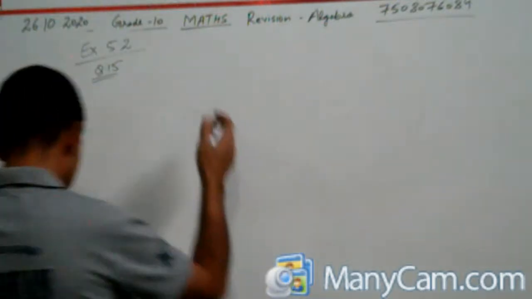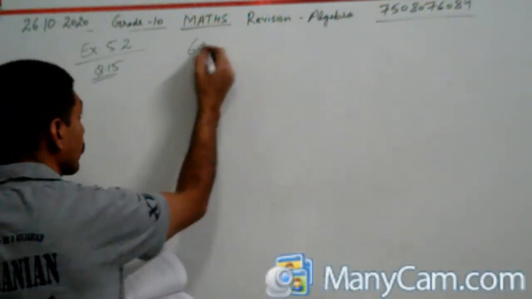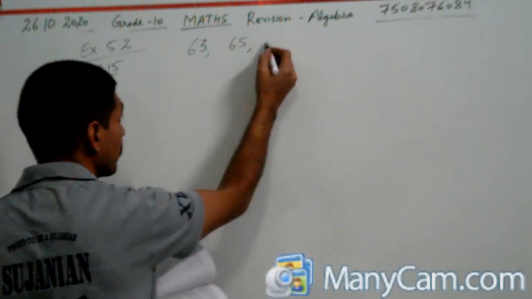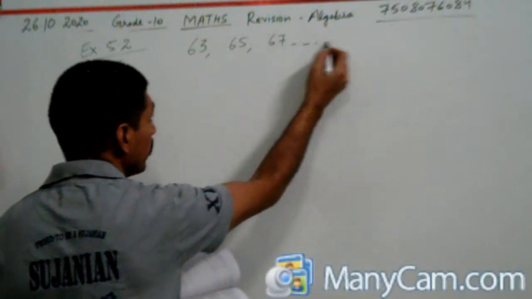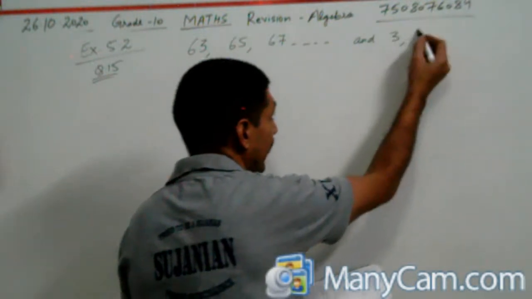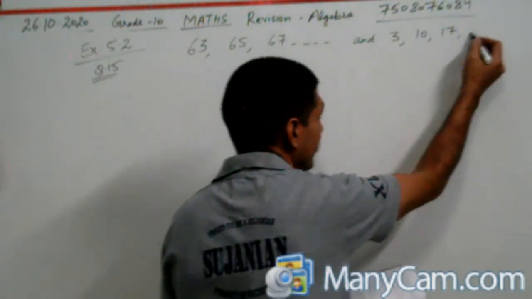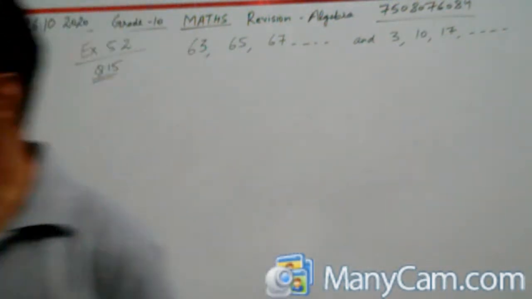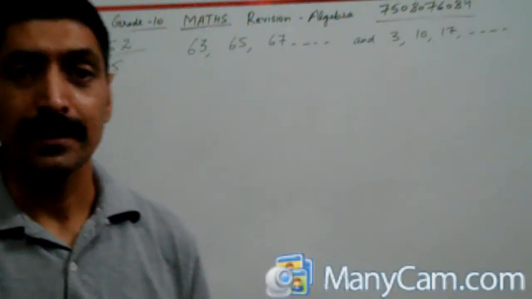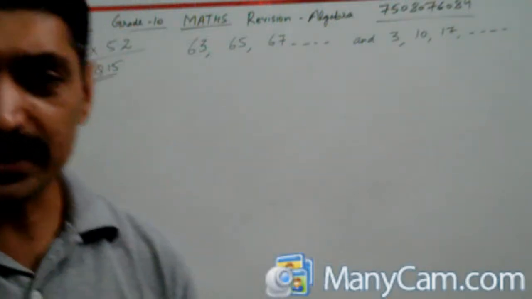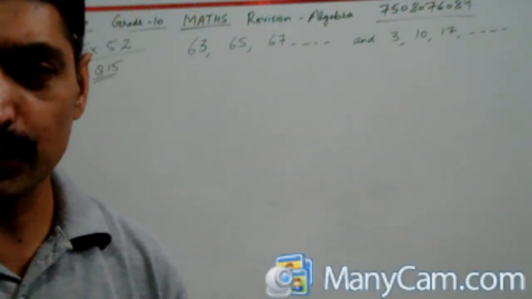Two APs we have. One AP is 63, 65, 67, and so on. And the next one is 3, 10, 17, and so on. First of all, you should know what the question is. We have now two different APs. So you can say yes sir, thank you. So the rest I will do.